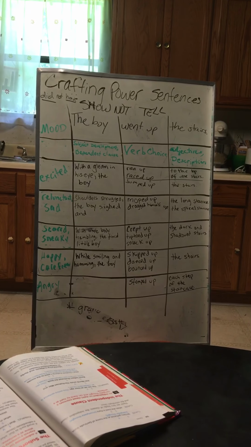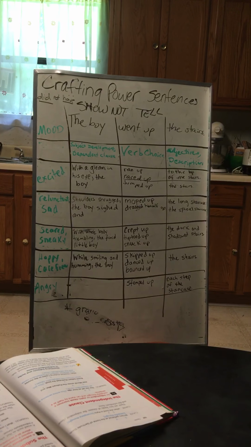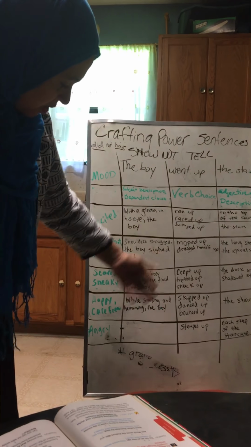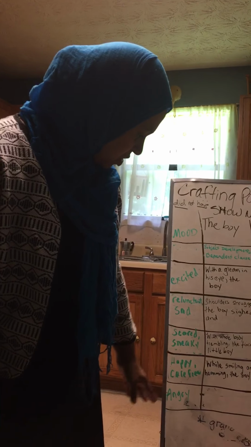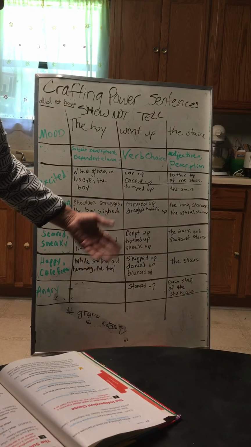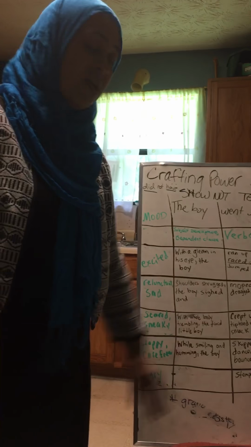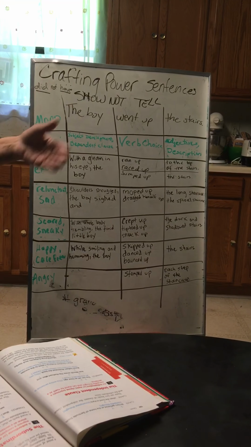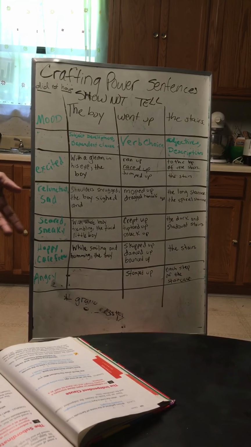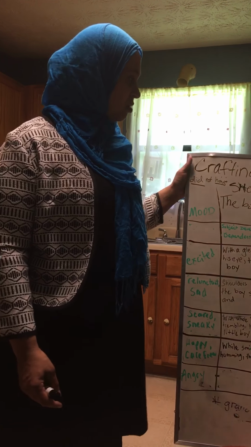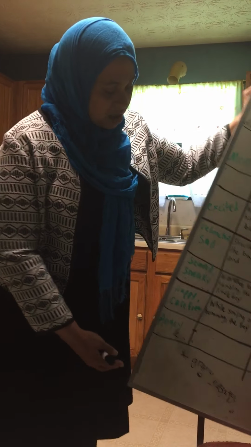All right, so the next one is happy and carefree. And so we decided to show that in the description. So while smiling and humming, the boy skipped up, danced up, or bounced up, and just the stairs. And here we just kind of imagine what one would do when they're happy or carefree. And the last one we didn't do, so we'll do that together now.